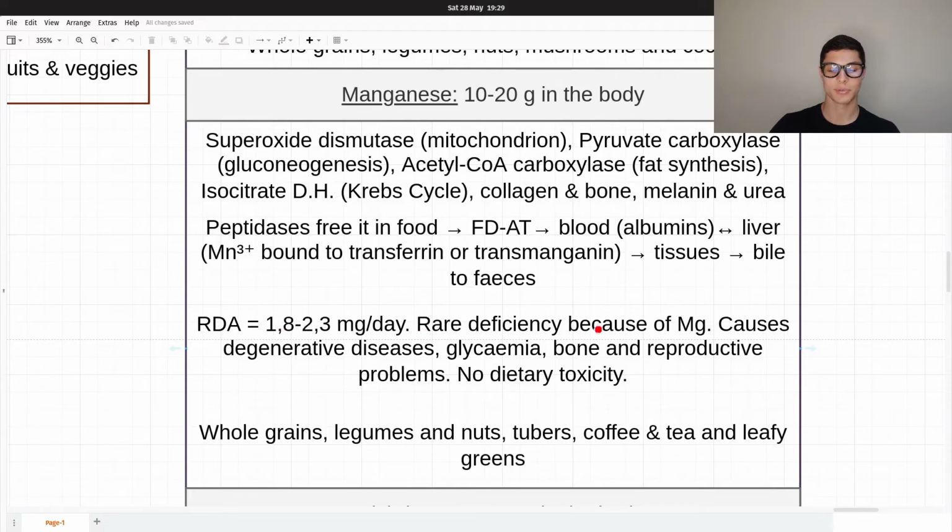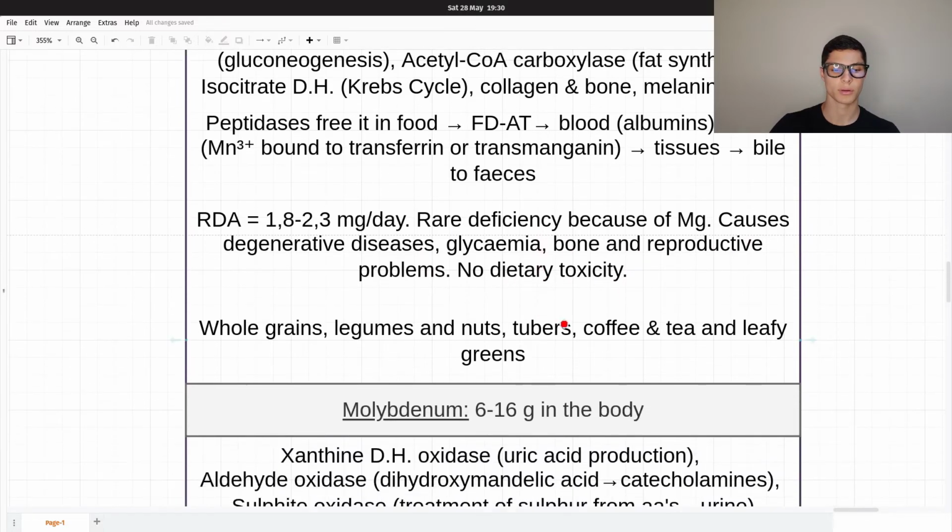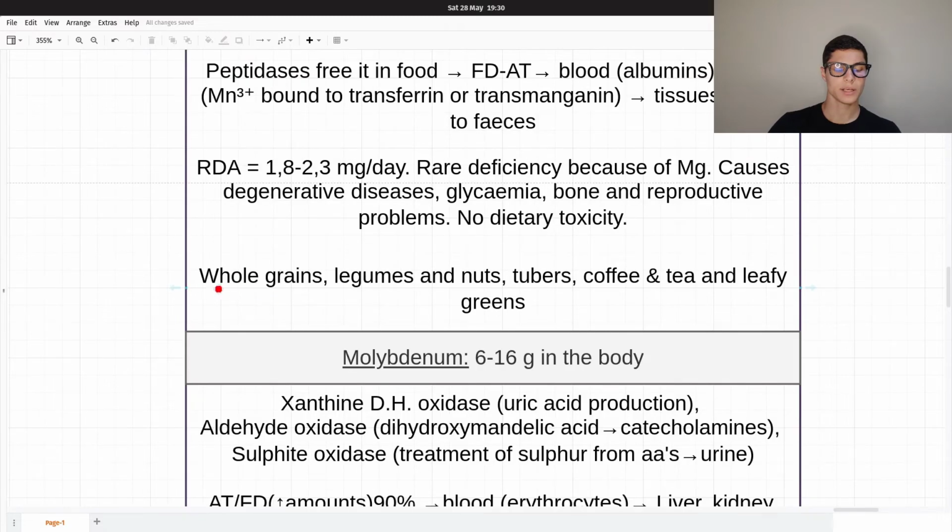The deficiency is rare because of magnesium. Magnesium can replace the role of manganese. It causes degenerative diseases, glycemia, bone and reproductive problems, and there is no dietary toxicity, only respiratory one. The manganese, we find it in whole grains, legumes and nuts, tubers, coffee, tea, and leafy greens.